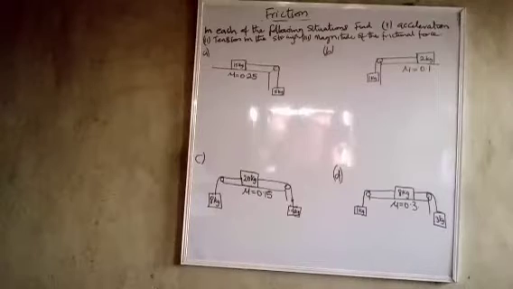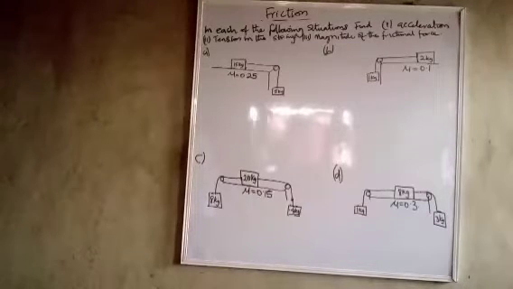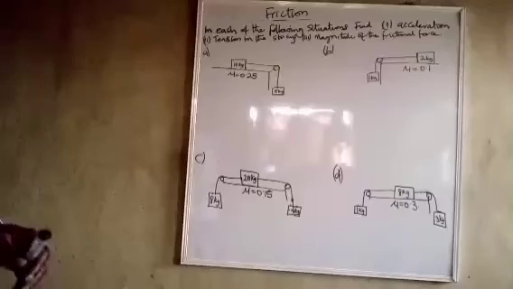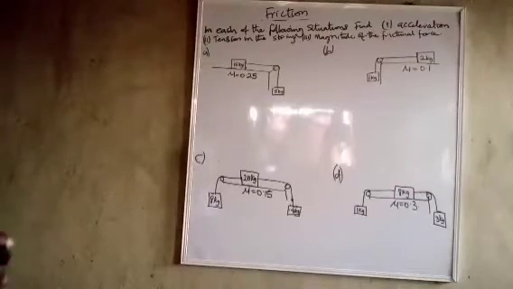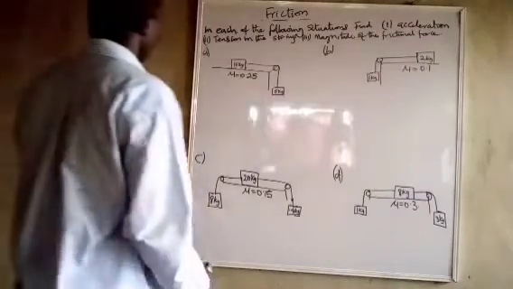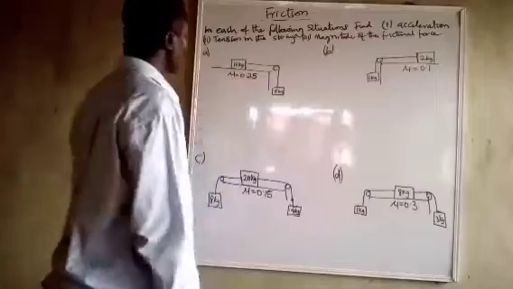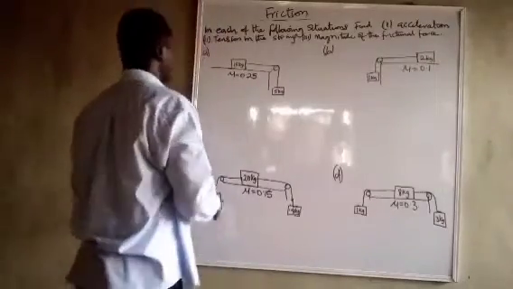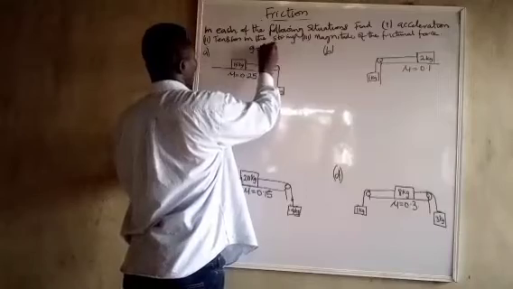In each of the following situations, find 1. Acceleration, 2. Tension in the strings, 3. Magnitude of the frictional force. You can see we have the coefficient of friction and the masses. Now let's make our g to be 10 meters per second square.